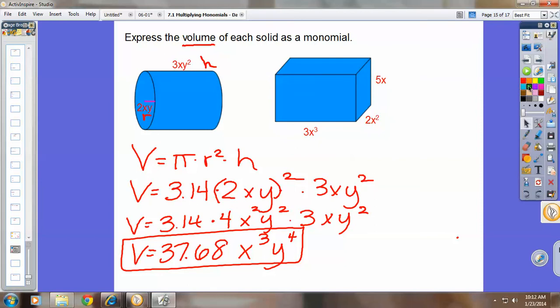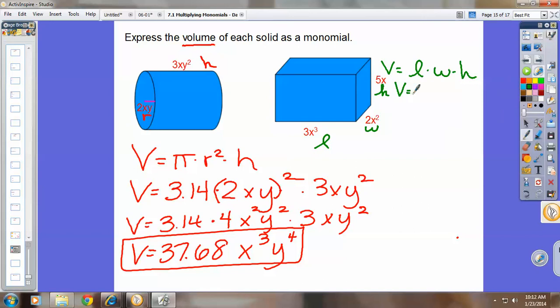So the formula we should use for volume is length times width times height. What is the length? It really doesn't matter which side we call the length, does it? 3x cubed. Okay, we can call 3x cubed our length, so what would be the width? 2x squared. Okay, and then the height? 5x. That would work. So let's substitute our expressions into our formula.